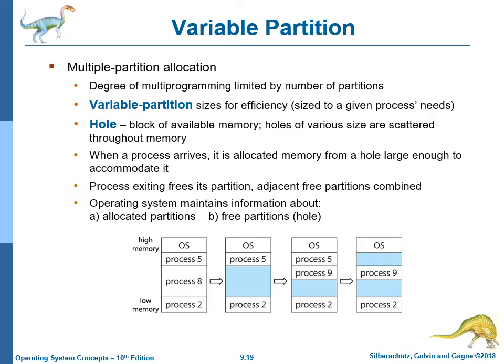Okay, so we have variable partitions. The earlier one was contiguous partition, and this one is a variable partition. Normally this has multiple partition allocation, where the degree of multiprogramming is limited by the number of partitions. So the number of programs that can enter memory is based on the number of partitions. Variable-size partitions can have an efficient size for the given process. But we have a hole. A hole is a block of available memory.